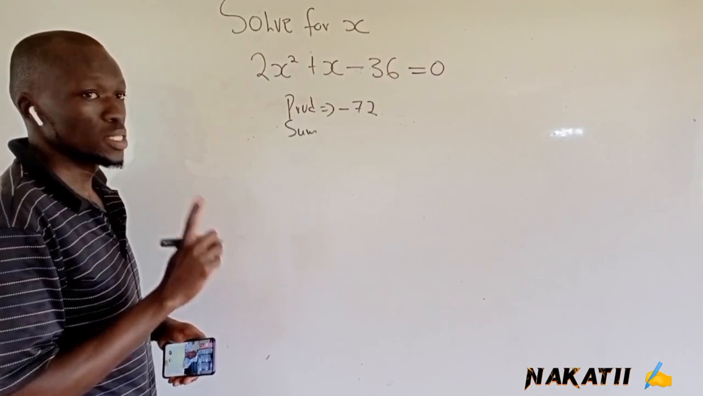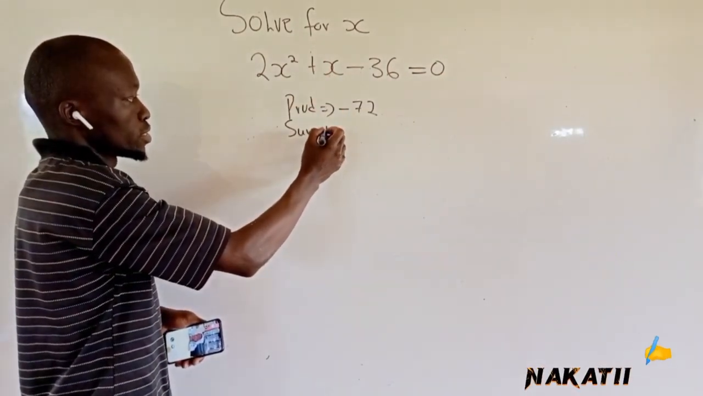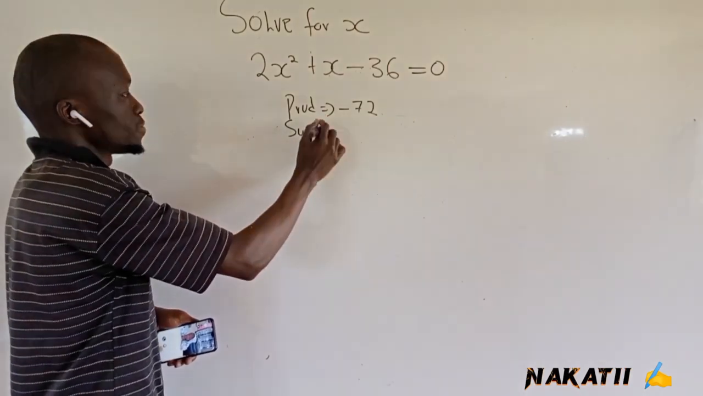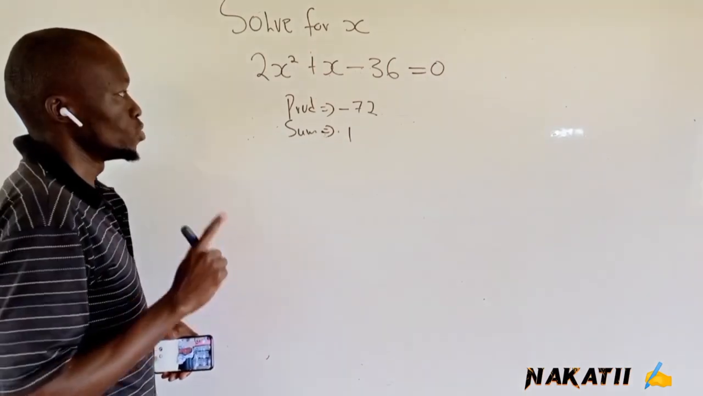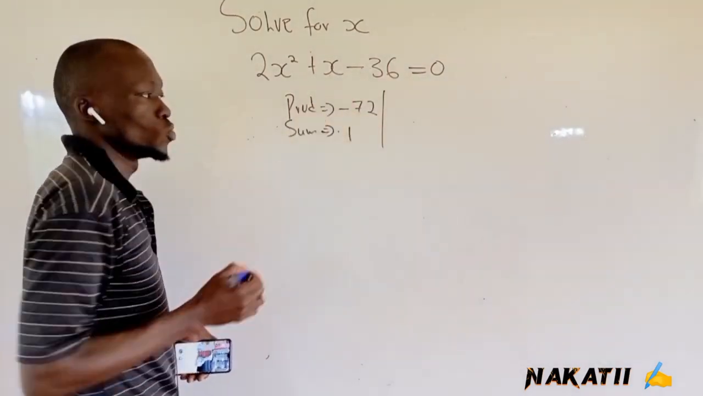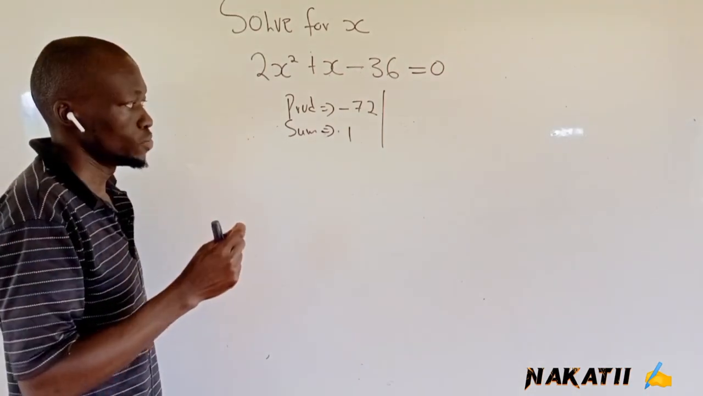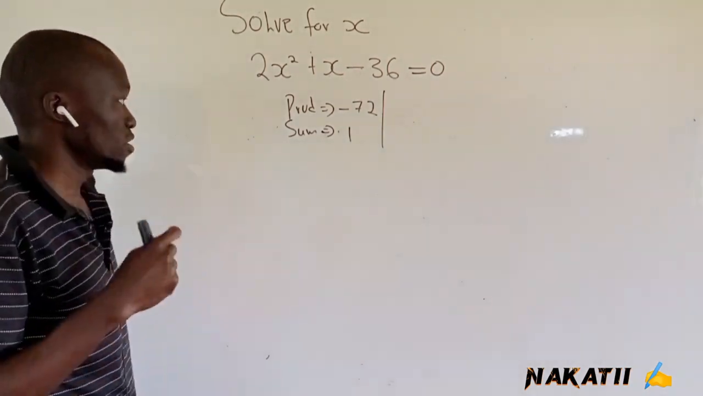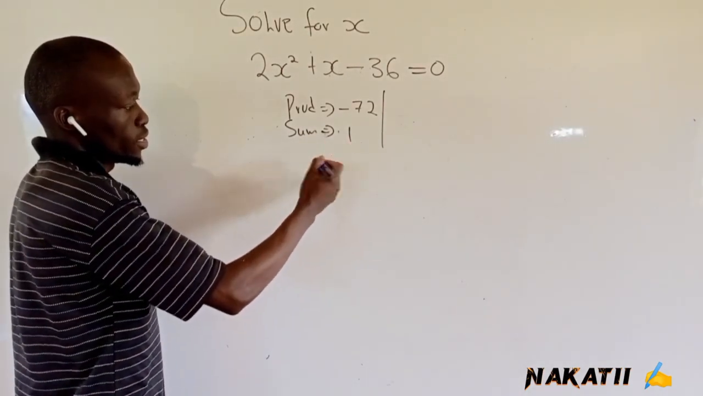Then you look for sum. Sum is always the coefficient of x, which is 1 in our case. So sum is positive 1. Then we look for two numbers that when we multiply them, we get negative 72, and we add them, we get positive 1. If you're having a challenge getting those two numbers, you can come up with this diagram.